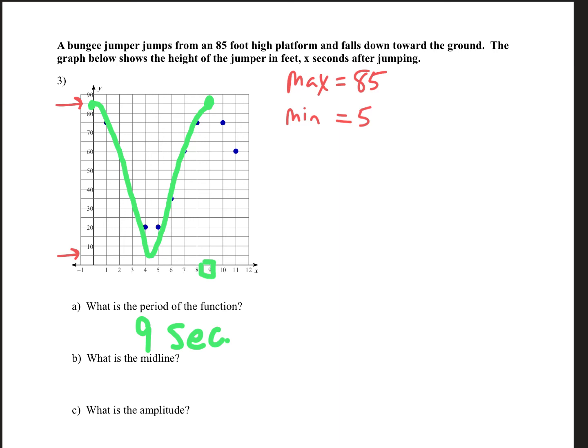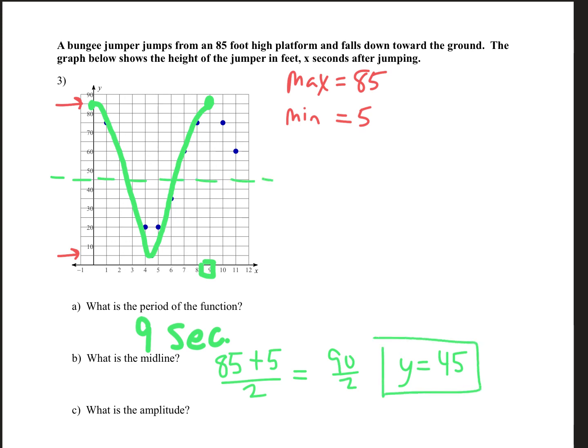Okay, so midline is always going to be the average of the max and min. So the 85 plus 5 over 2, we just want to find the exact center. So 90 over 2 gives me a midline of y equals 45. Okay, so that should be kind of right through there. Make sure we do put the y equals. It is an equation of a line.